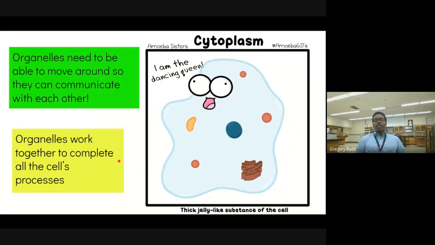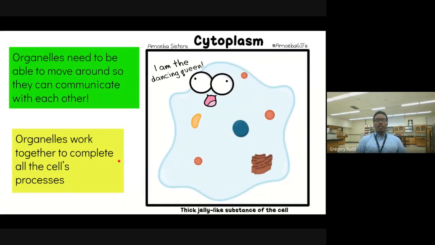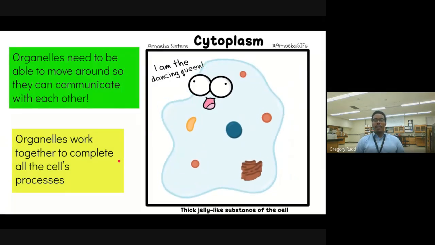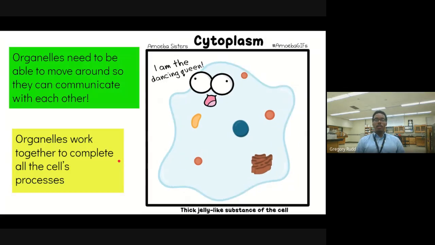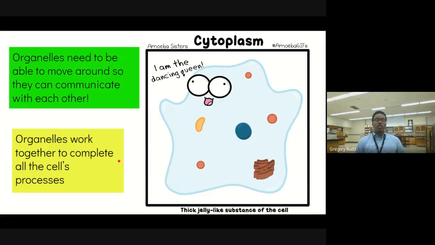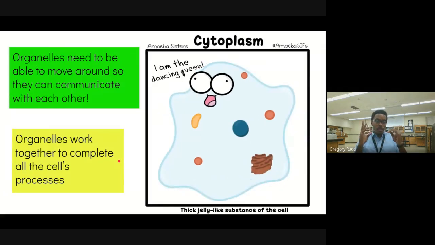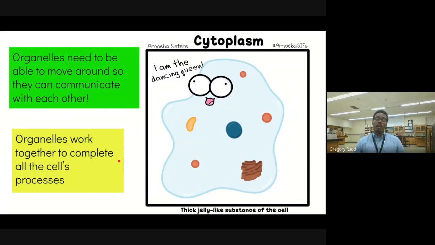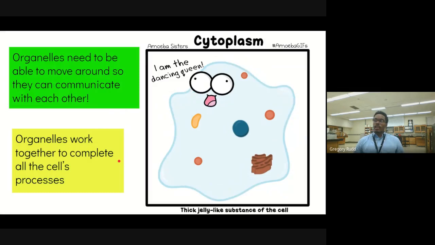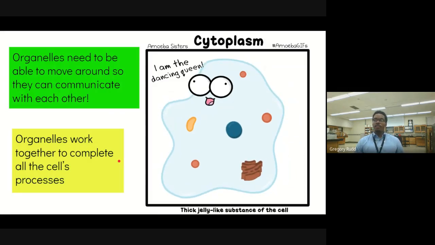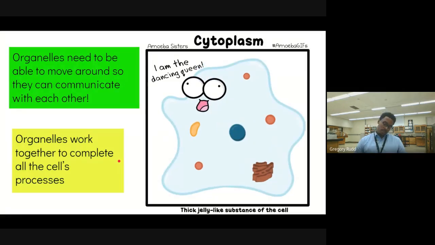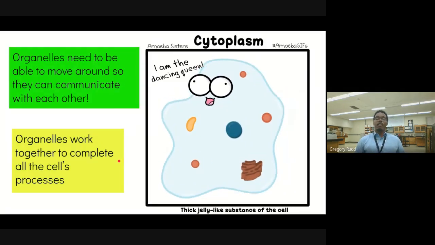So like I said, organelles need to be able to move around so that they can communicate with each other. The ribosomes need to be able to communicate with the Golgi apparatus, which needs to communicate with the nucleus, which needs to communicate with the centrioles, and so on and so forth. So they're all talking to each other, and doing that requires movement. The reason they talk to each other is so that they can achieve the overall goal of the cell. So different cells have different goals.